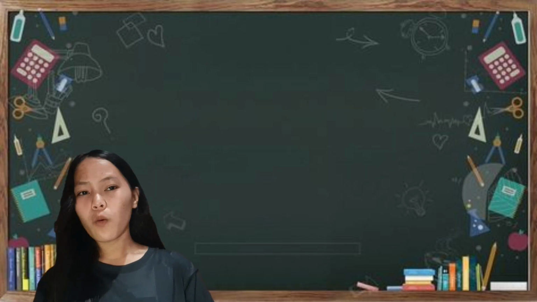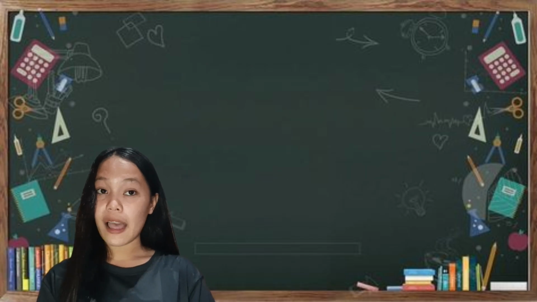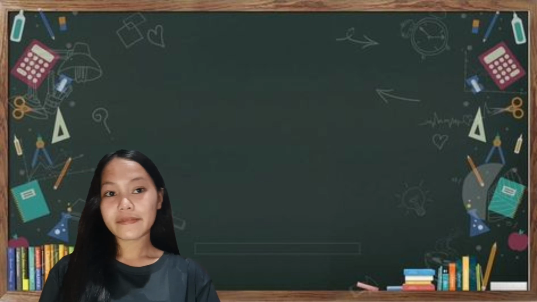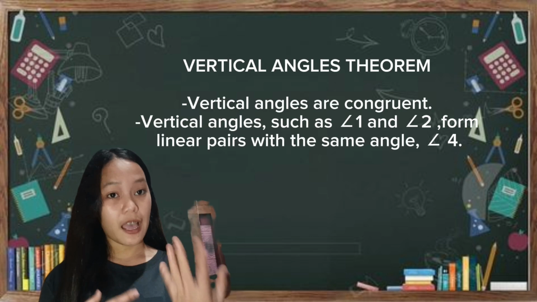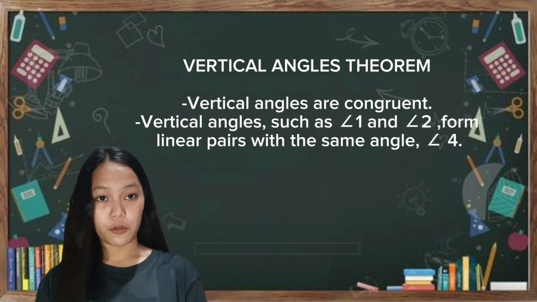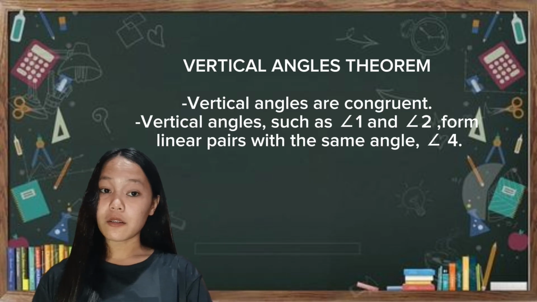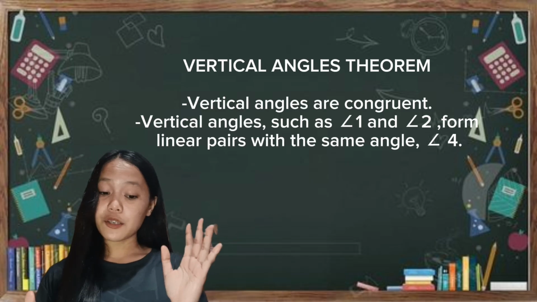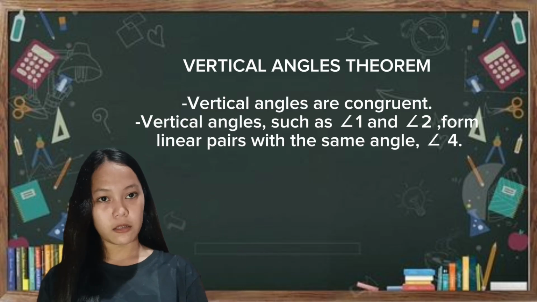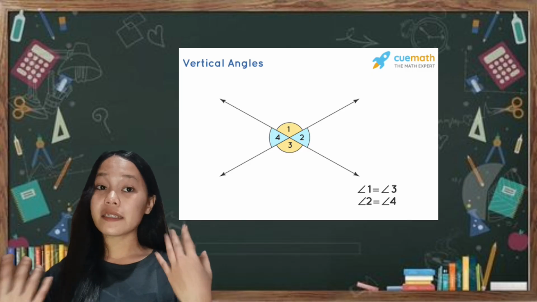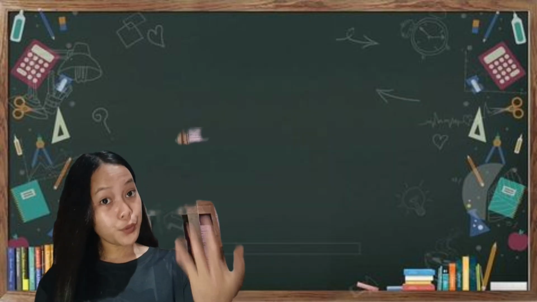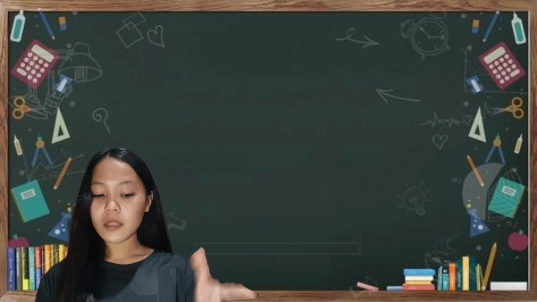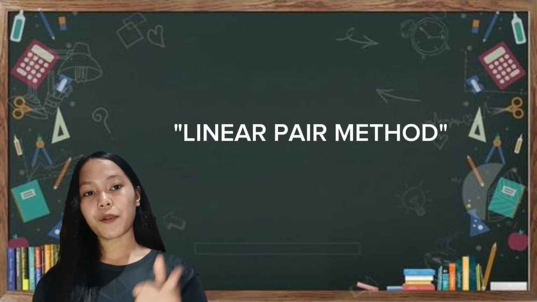On the other hand, what is the vertical angles theorem? Any hand? So, vertical angles, again, are always congruent, and vertical angles, such as angle 1 and angle 2, form a linear pair with the same angle. And that's the same for the opposite side. To prove that they are congruent, we must use the linear pair method.